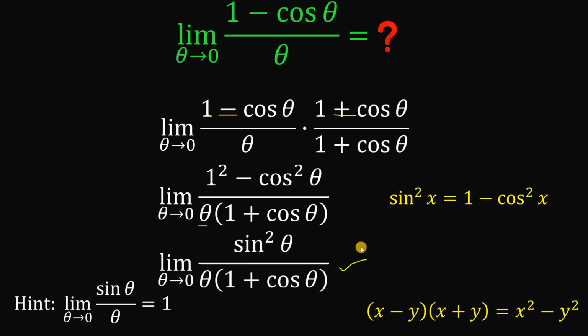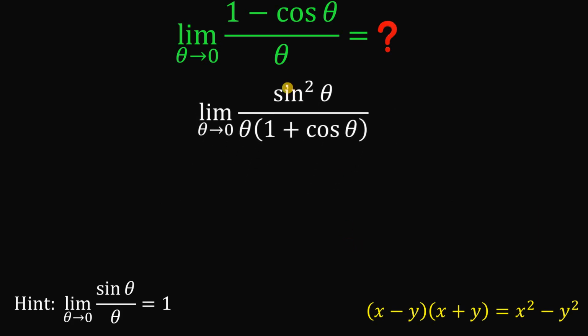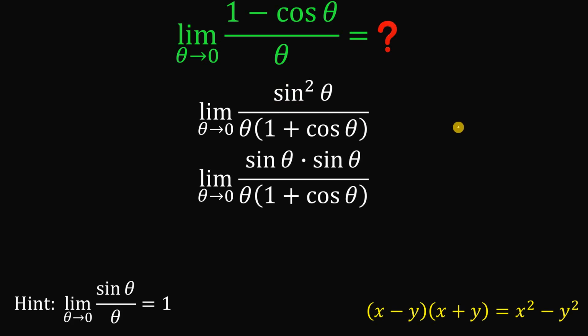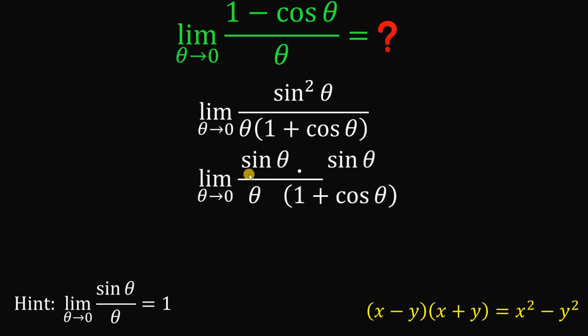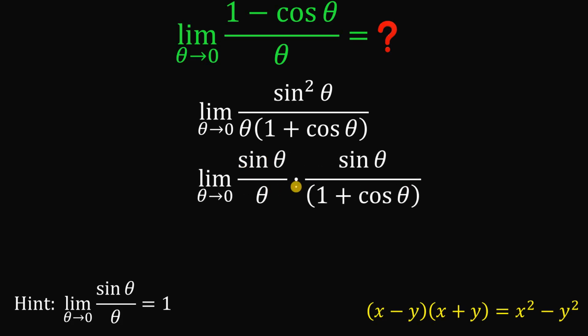And let's focus on this result. Then what we're going to do is split this sine squared theta into sine theta times sine theta. Now, since multiplication is commutative, we can rewrite this as sine theta over theta multiplied by sine theta over 1 plus cosine theta. Now, at this point, we can evaluate this limit because we can use this hint.